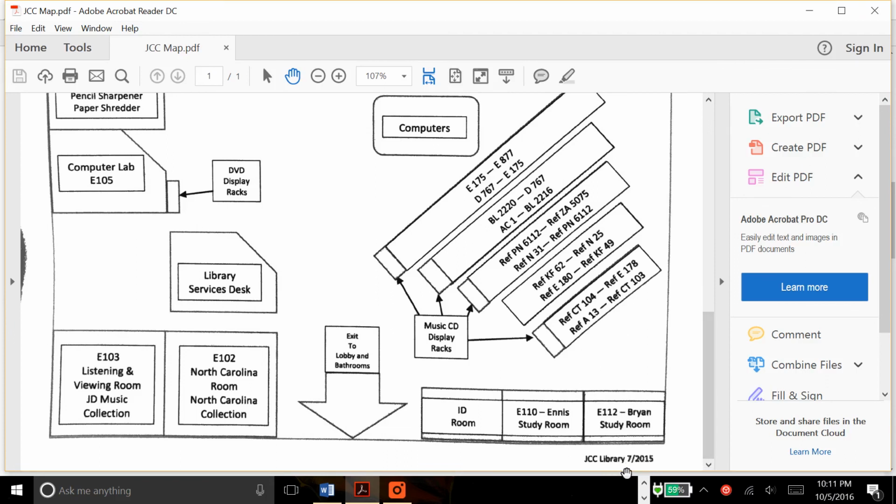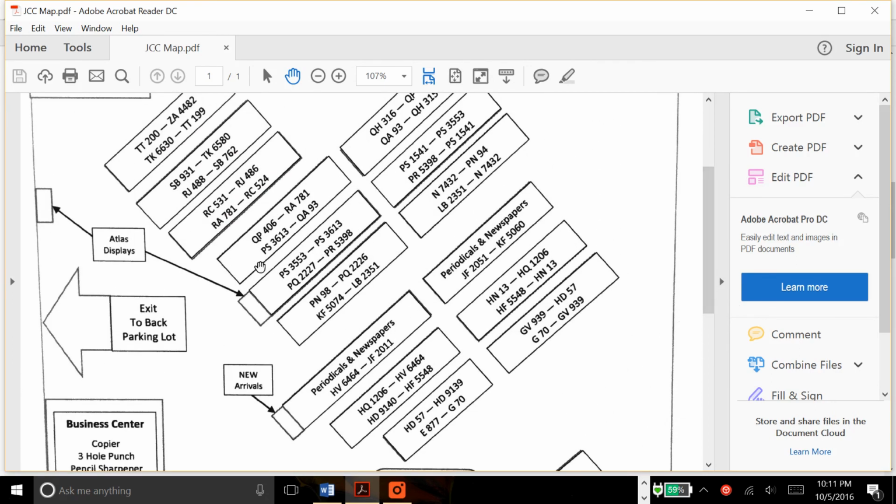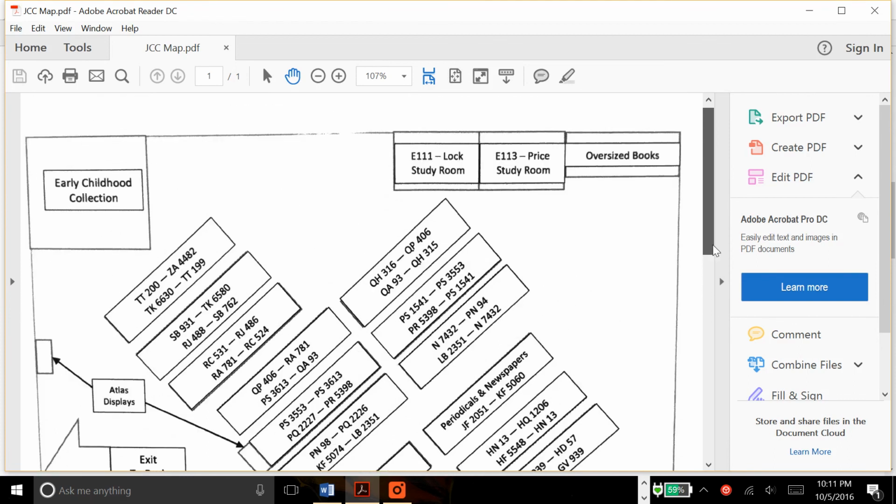This was last updated, as you can see, in 2015. It is currently 2016, and this still fits. Again, if you have questions, you can go ahead and submit them on the form, or you can come to the circulation desk in person. Thank you.